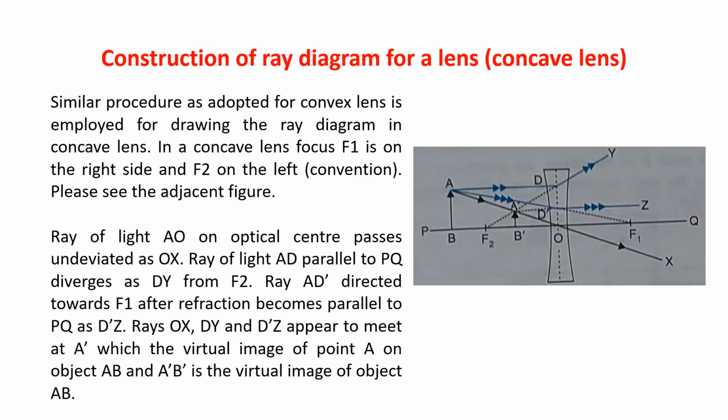Now this slide is showing construction of ray diagram for a concave lens. This concave lens is used as a diverging lens. So all the same rays which are coming from the object AB, after refraction will diverge and will be produced in the backward direction. They will appear to meet at a point. So just go through this ray diagram here. In the following slides, I'll explain this ray diagram in a better way.